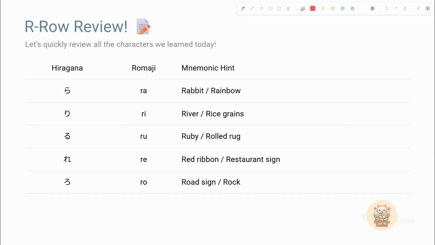Let's do a very quick review of our today's R-row hiragana characters. Hiragana ra, Romaji ra, mnemonic hint is rabbit or rainbow. Hiragana ri, Romaji sound is ri. The mnemonic hint is river or rice grains. Hiragana ru, Romaji ru. The mnemonic hint is ruby or rolled rug. Hiragana re, Romaji sound is re, re. The mnemonic hint is red ribbon or restaurant sign. Last one is Hiragana ro, Romaji ro, and the mnemonic hint is road sign, rock, or a robber stole my ruby.